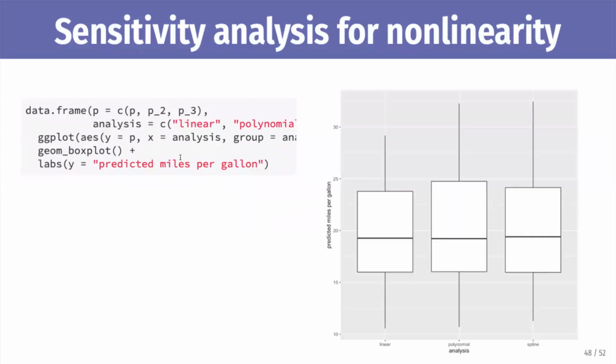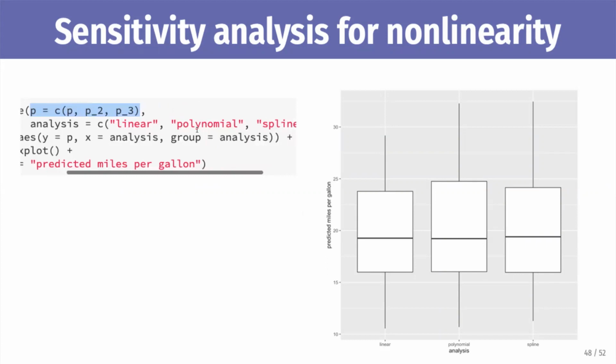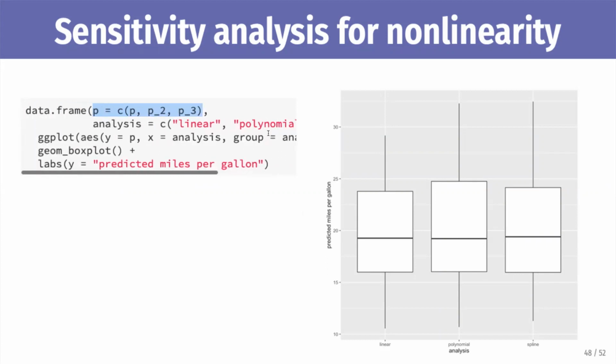There are a couple of different ways you can look at this. I chose first to look at it via a box plot. I put those 3 sets of values, P, P2, and P3, into a data frame, and made a column called linear, polynomial, or spline to indicate which analysis it came from. I saw that they all come up with the same average value here, so there doesn't look like there's a big difference between the linear, polynomial, and spline versions.